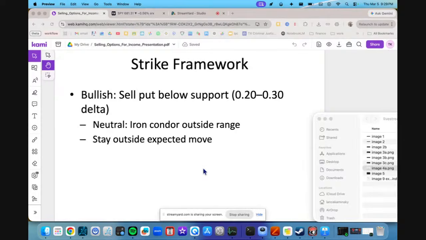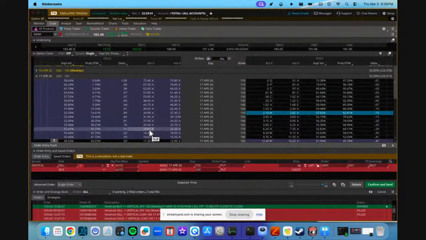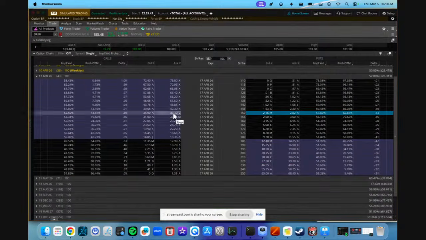What expected move do you use on these things? Can you see my Thinkorswim? I don't know if it just popped up. All right. So Dash was one I actually recommended to members today.